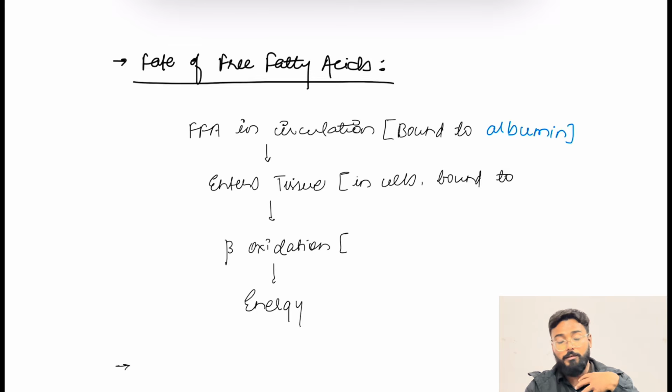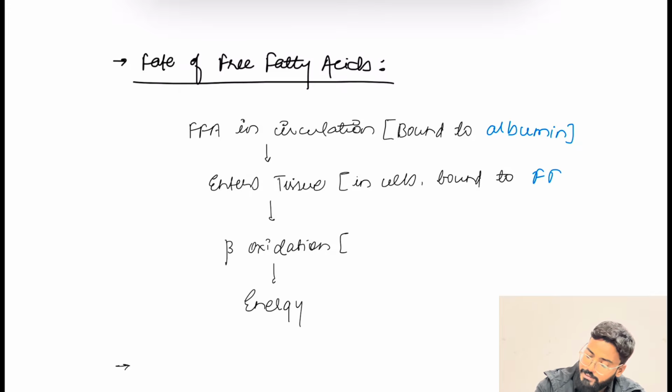So when the process of lipolysis occurs inside the adipocytes, the glycerol and free fatty acid are going to get released outside, from the adipocytes into the circulation. So glycerol is going to reach the liver from the circulation, and free fatty acid, which is released in circulation, first gets bound to albumin, and when it enters the tissue, in cells it is bound to fatty acid binding protein.